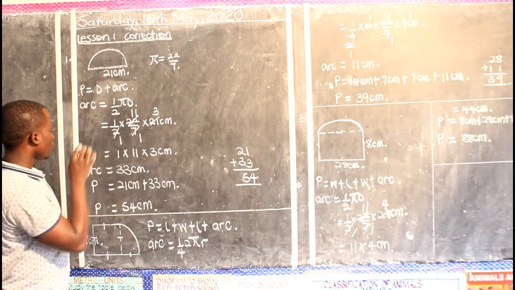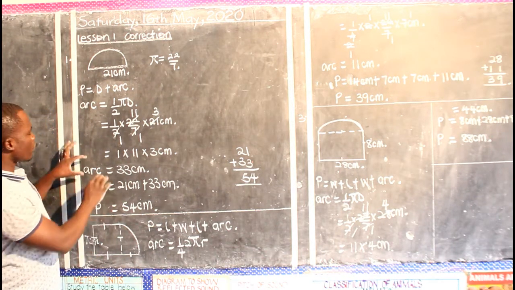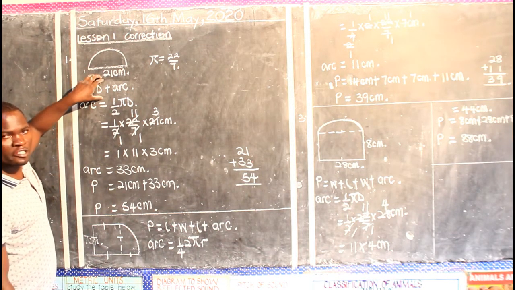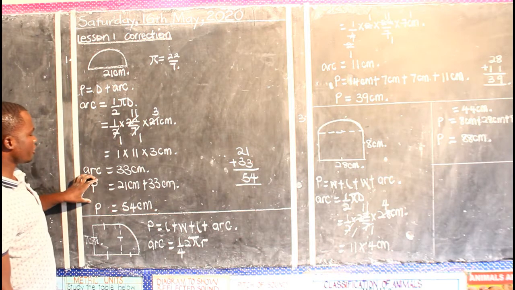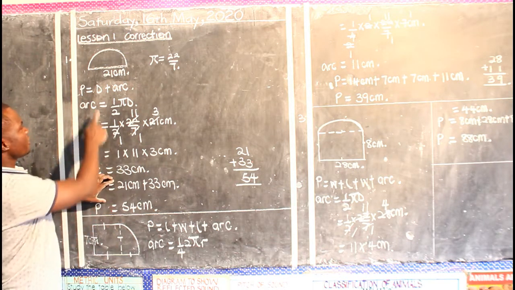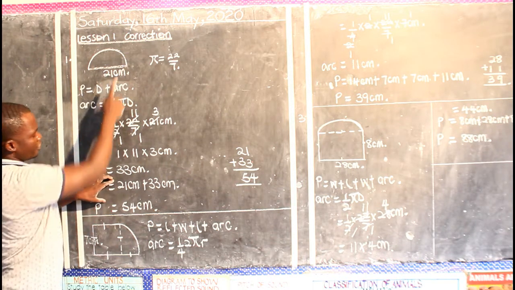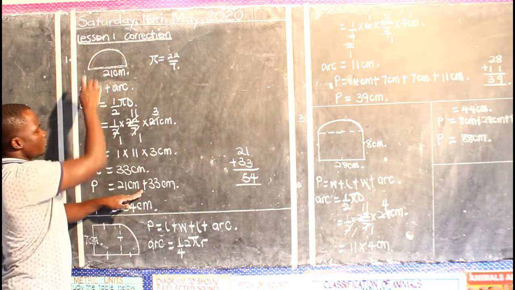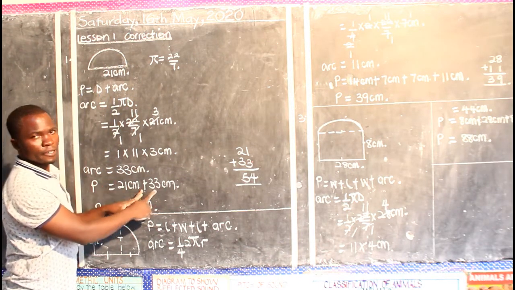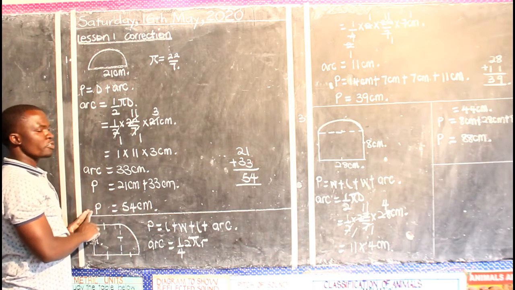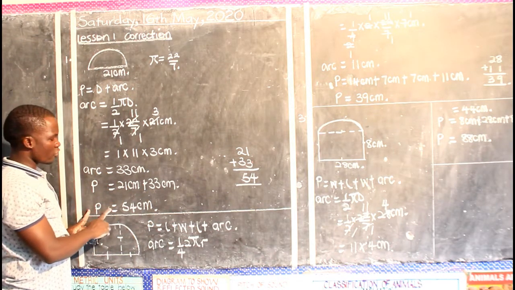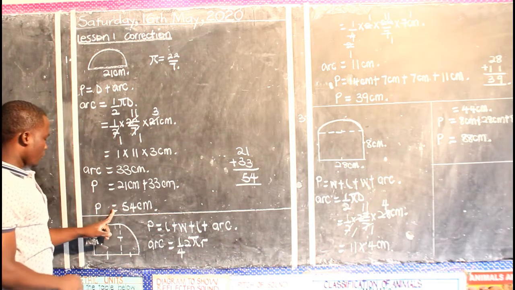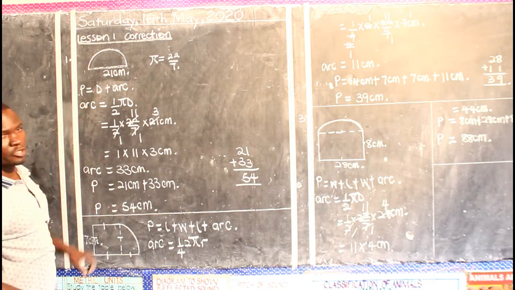Okay? Since we have now got the arc, we shall get back to our formula for getting perimeter. And we say perimeter equals the diameter, which is 21, plus the arc, which you have just got, 33. So we shall count the perimeter and say perimeter equals 54. Now that was activity 1.